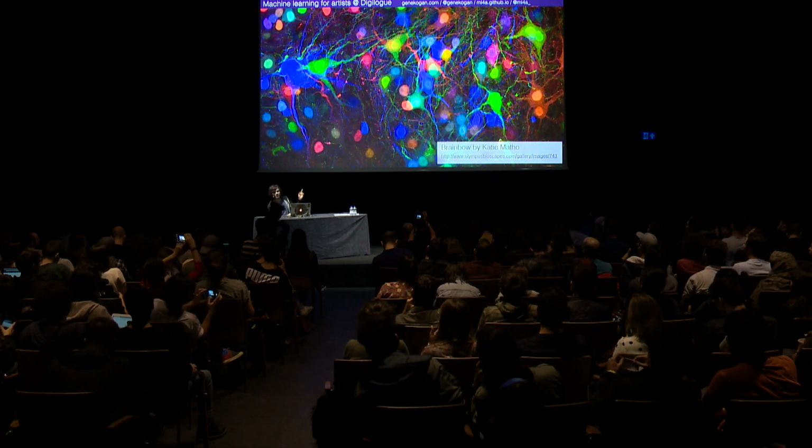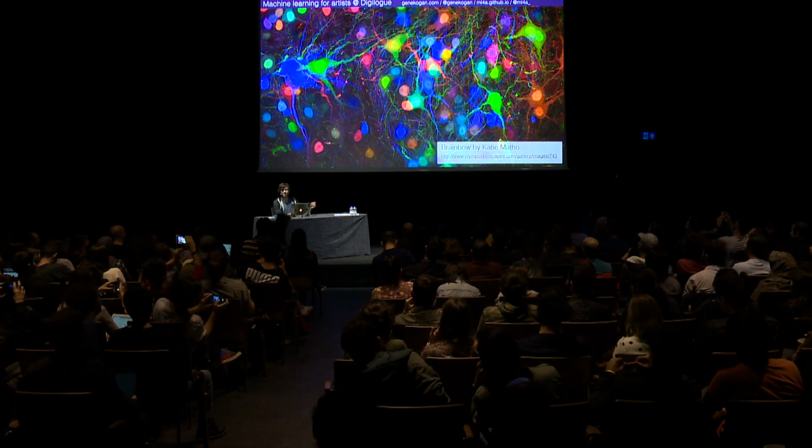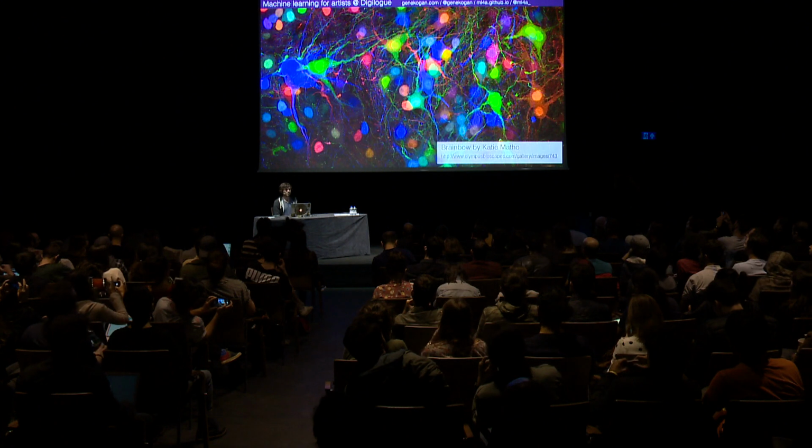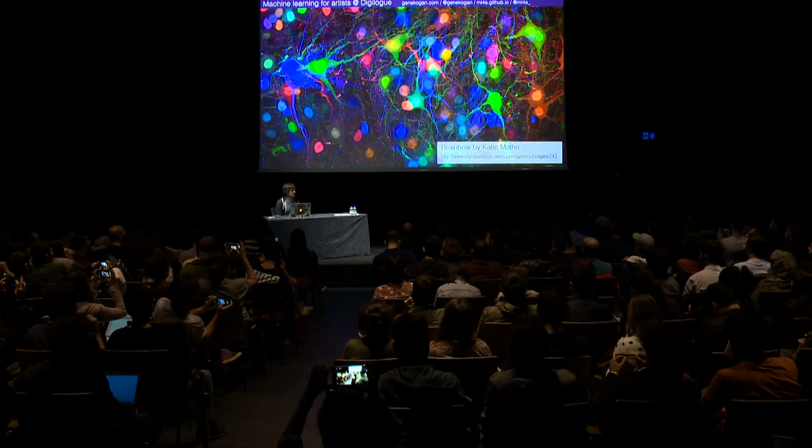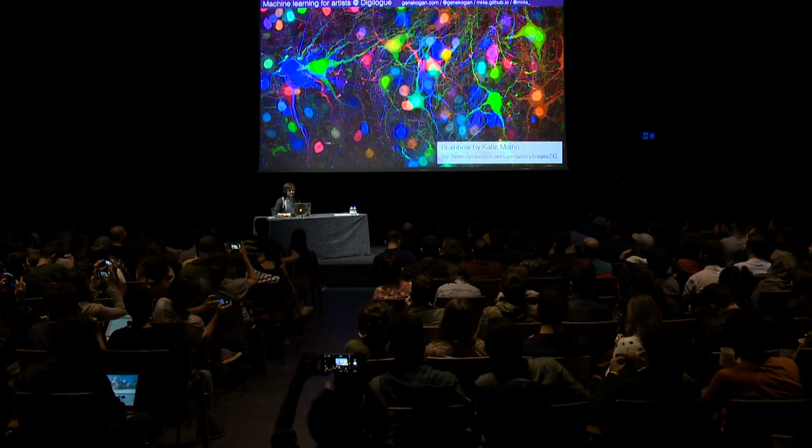You're looking at what's called a brainbow. This is a way of imaging actual neurons in the brain. We're going to look at artificial neurons in just a few minutes.